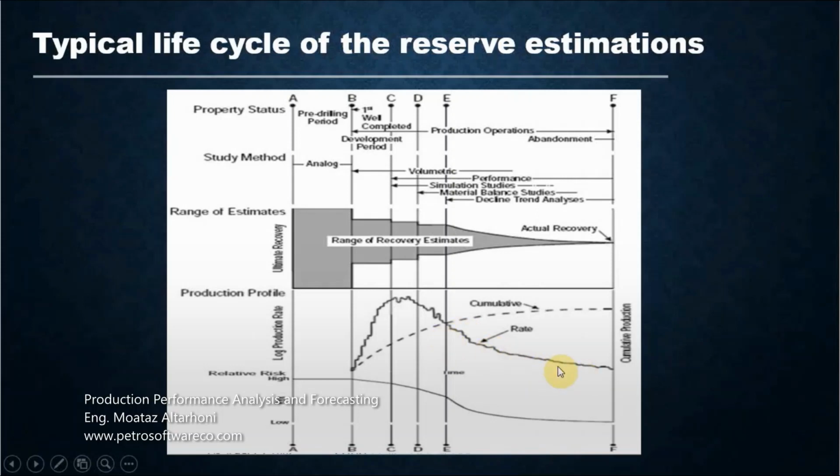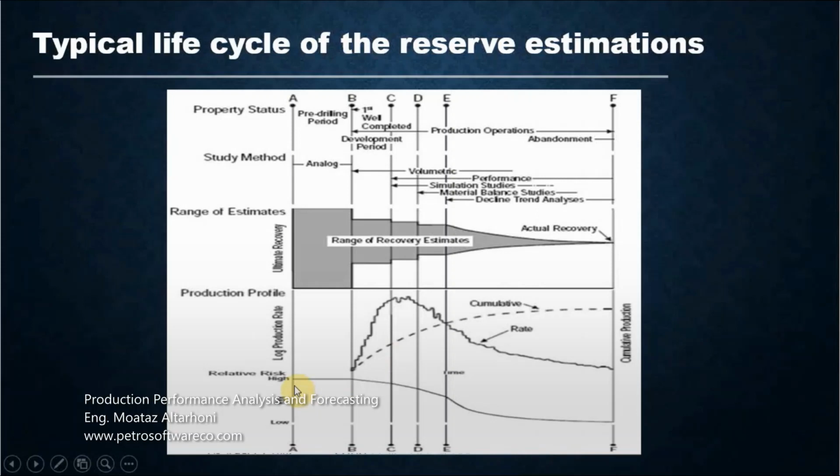So we can see here volumetric at this time we can apply it, and also performance, material balance and simulation here we can apply it, and we can see the decline curve trends analysis. We can use it here at this time after the production. In this period after the production starts, we can apply material balance, because material balance also needs the production and PVT, and we can use them here.